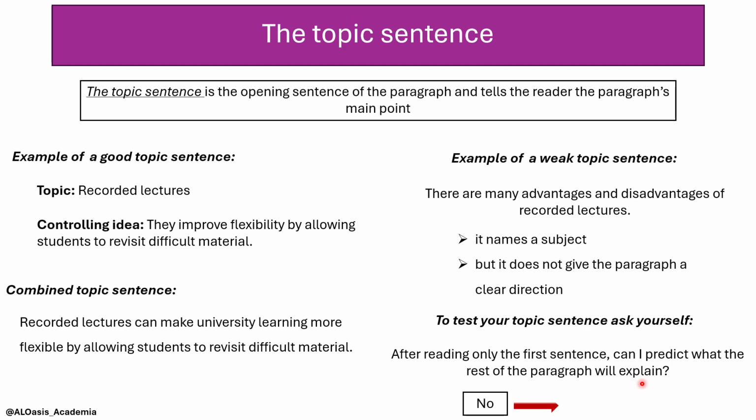If your answer is no, then your topic sentence is vague, which means it's not very clear, and you need now to rewrite it. So a vague sentence is going to be something like that. A good one is going to be something like that, which gives a clear direction to the reader as to what this paragraph is going to be about.